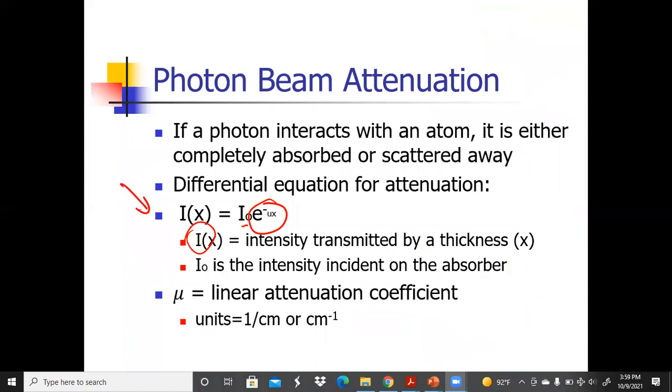So if a photon interacts with an atom, it is either completely absorbed or scattered away. We have equations that try to model this particular attenuation. So the attenuation, or the intensity at any given value of x, is going to be whatever you started with times e to the minus mu x. This linear attenuation coefficient is what's going to tell you how much of this intensity is going to be frittered away with interactions. And it's something you can measure and then calibrate and put into this particular equation.